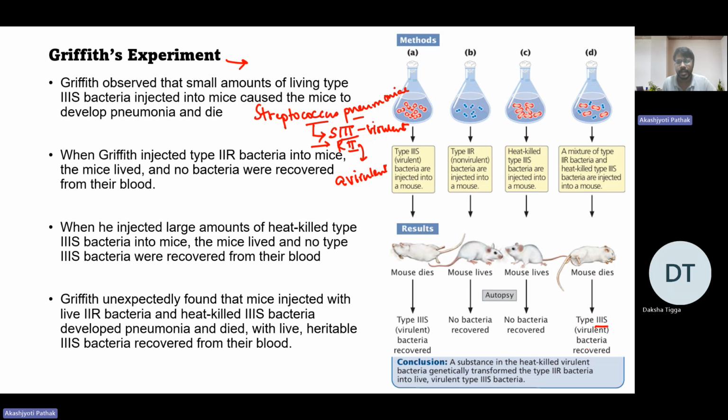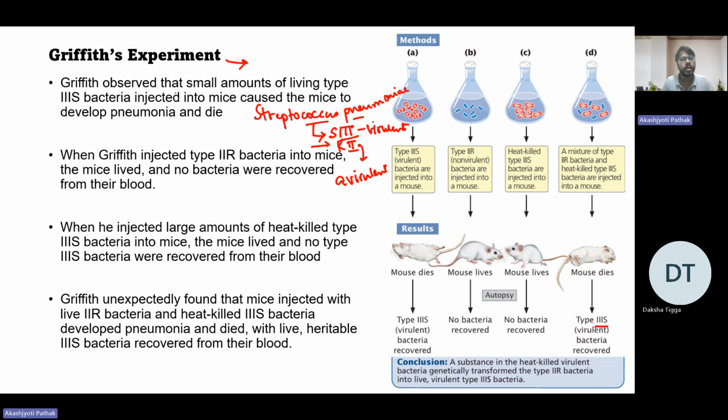Okay, so from all these experiments, he concluded that a substance in the heat-killed virulent bacteria genetically transformed the type R2 bacteria into live virulent type S3 bacteria. So he concluded that there must be some substance in the S3 type of virulent bacteria, and this substance converted the R2 strain into the virulent S3 strain. That was his conclusion, and as a result, the mice died. So this was Griffith's experiment.